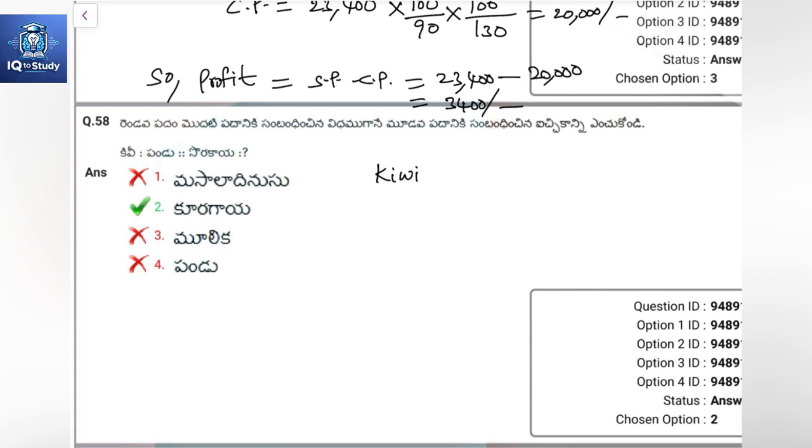Kiwi is related to fruit. Similarly, zucchini is vegetable, which is option number 2.